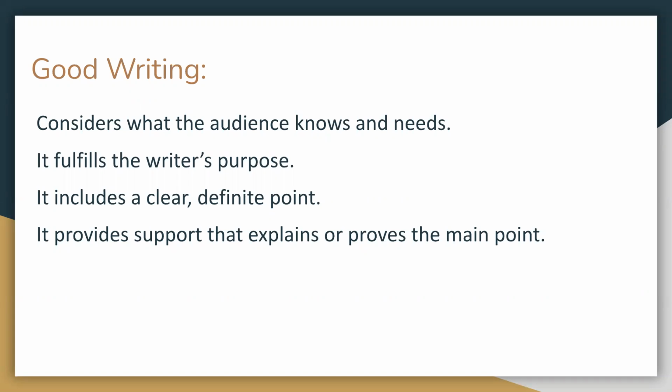So if the writing is for my child, where I am letting them know what to do when they arrive home from school, I need to understand that my writing needs to meet the needs of my child. If my writing is for a college class where the professor is asking me to write a narrative or a story, then I need to make sure that I also fulfill that purpose. And to fulfill that purpose, I need to ensure that I have a clear and definite point, which we'll see in the form of topic sentences and thesis statements in a little while.